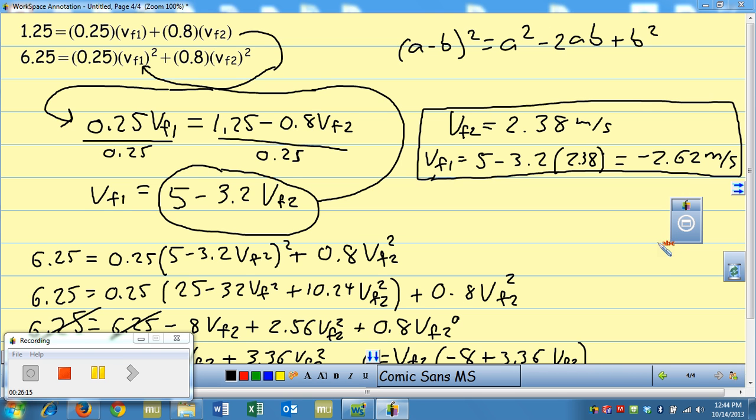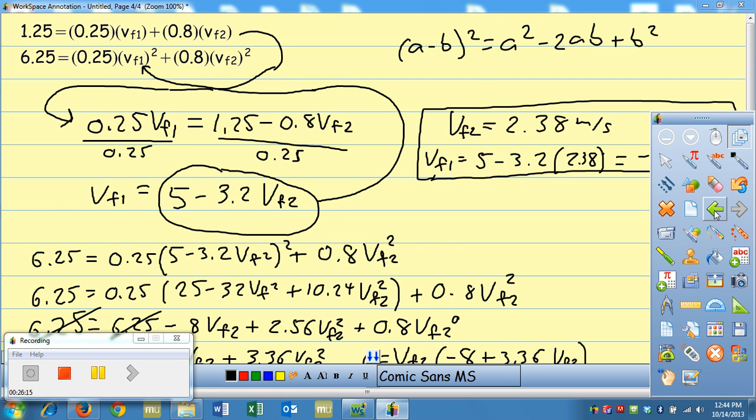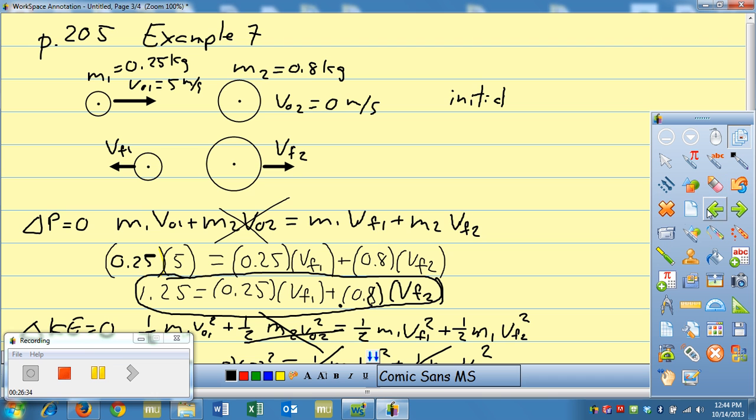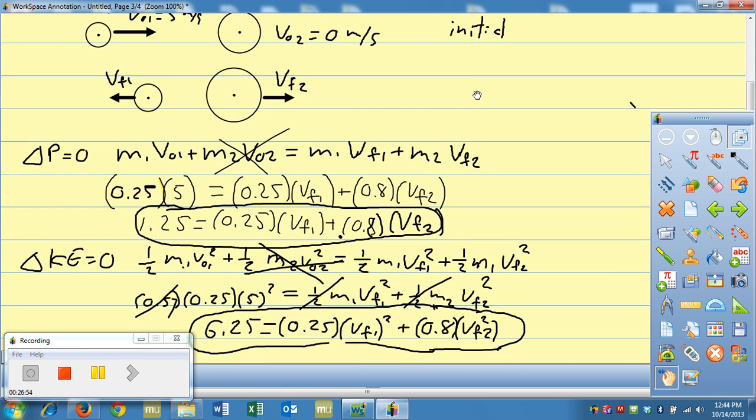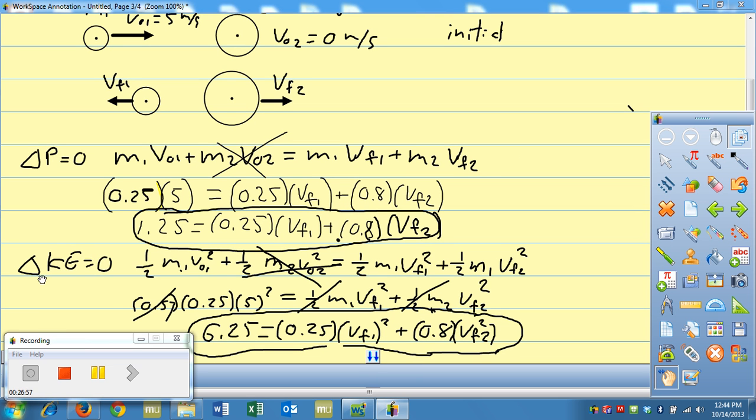So let's look at the basics of what we did here. I'm going to go back to the first page just to review. There we go. Okay, so we have a situation with two balls in collision. This ball moves to the right and hits this ball. They bounce off of each other. And we're told that we have an elastic collision, which means the kinetic energy change is 0.